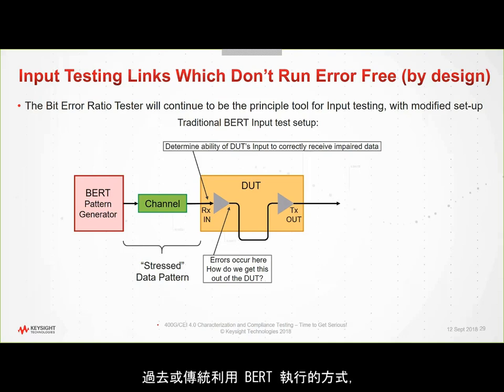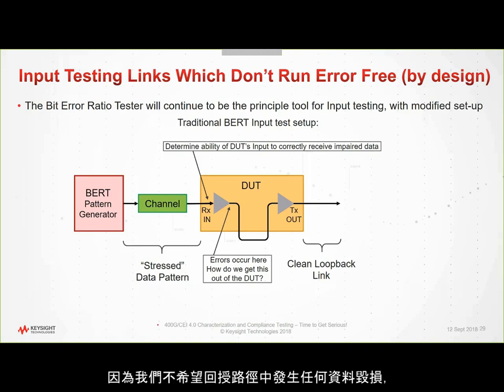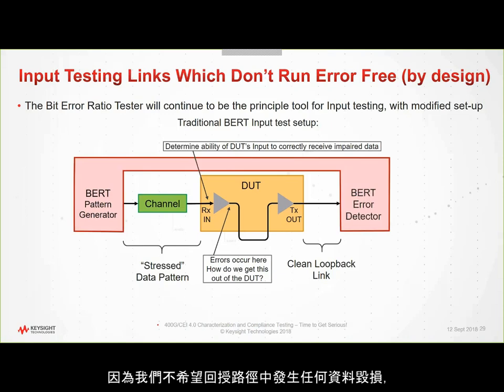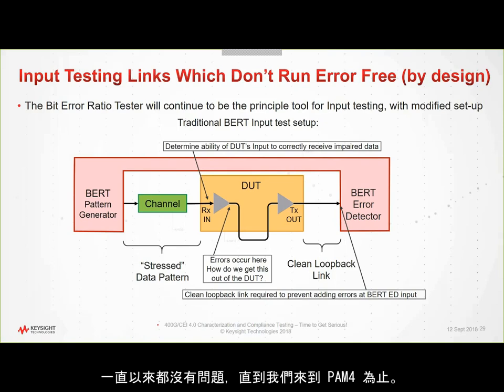And the way we traditionally did that with a BERT is with loopback. So we take that signal out and we loop it through, either internally or externally, to a transmitter that is in the device under test, and we retransmit that signal through a very short piece of cable because we don't want any corruption in that loopback path, and we put that into the other half of the BERT, which is the error detector. So this is the way we've been using BERTs for at least 30 years, and everything was fine until we got to PAM4.